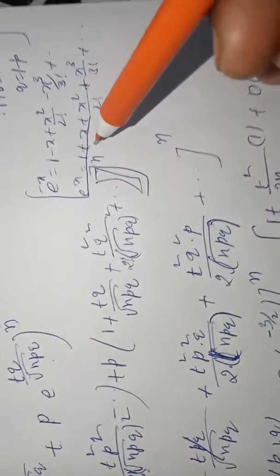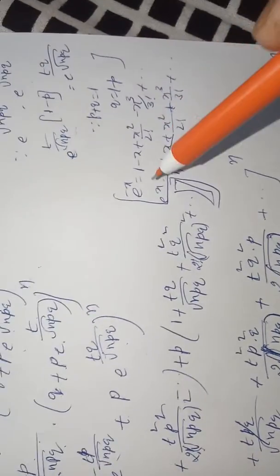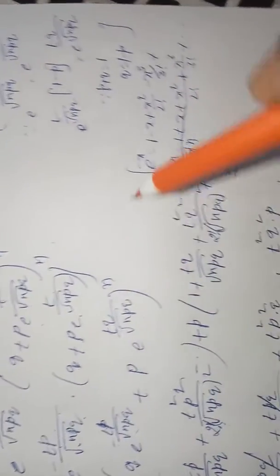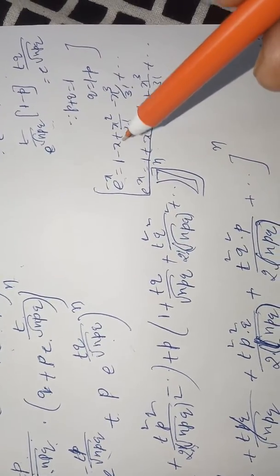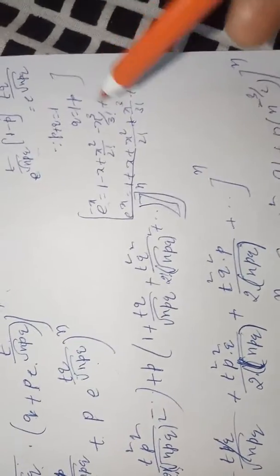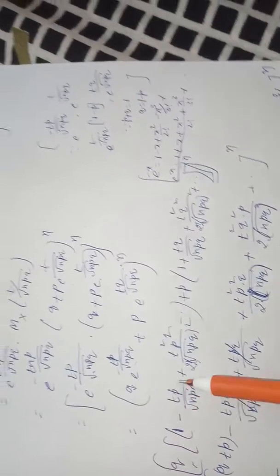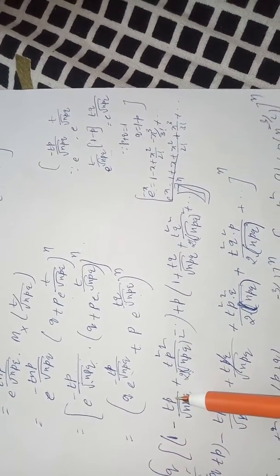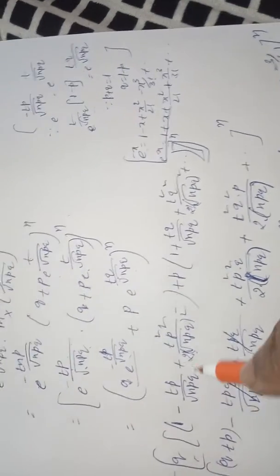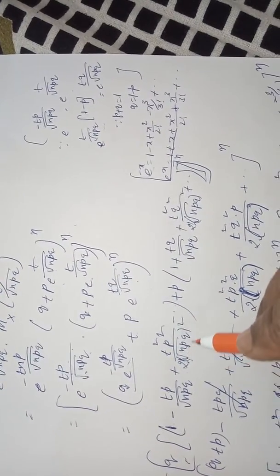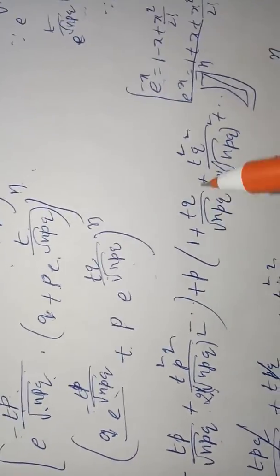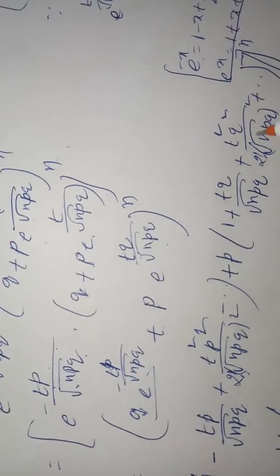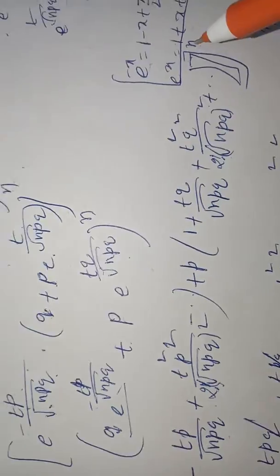Then in the next step, already you know the expansion of e^x is 1 plus x plus x square by 2 factorial plus x cube by 3 factorial, and here you also have e^(-x), so e^(-x) is 1 minus x plus x square by 2 factorial minus x cube by 3 factorial plus so on. By applying these expansions, finally you get q into (1 minus tp by root npq plus t square p square by 2 factorial (root npq) whole square minus so on, the higher order terms) plus p into (1 plus tq by root npq plus t square q square by 2 factorial into (root npq) whole square plus so on) whole power n.